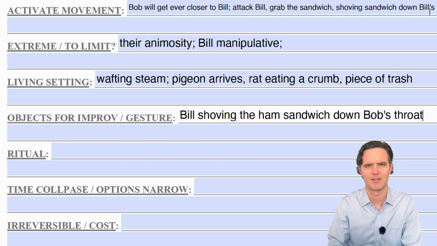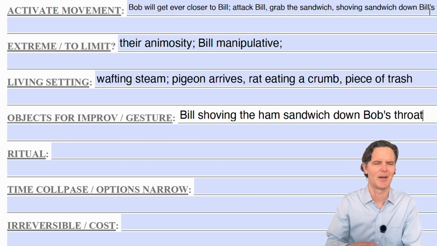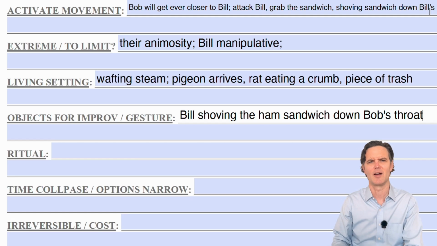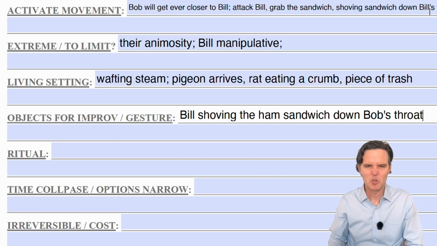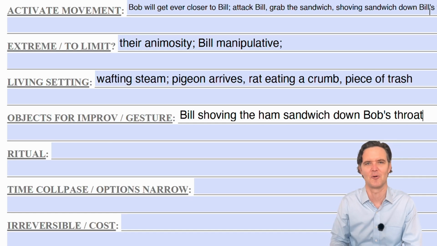It's the main object of this scene. And depending on how absurd you want to be, it could play a part throughout this fight. But I just have this image of once the physical fighting starts, it's almost like Bill's like, you want it so bad? Here's a sandwich, and tries to choke him. What objects are there? How can you start playing with them?